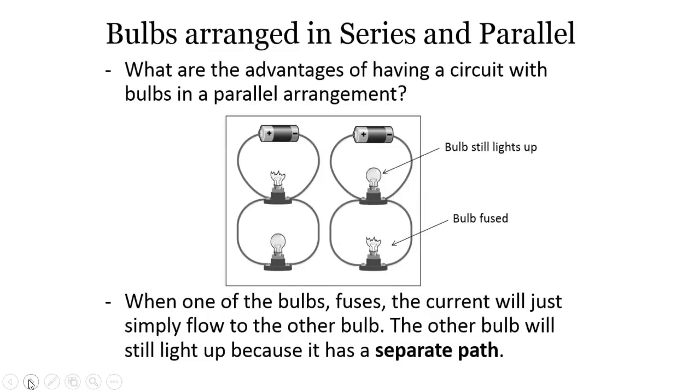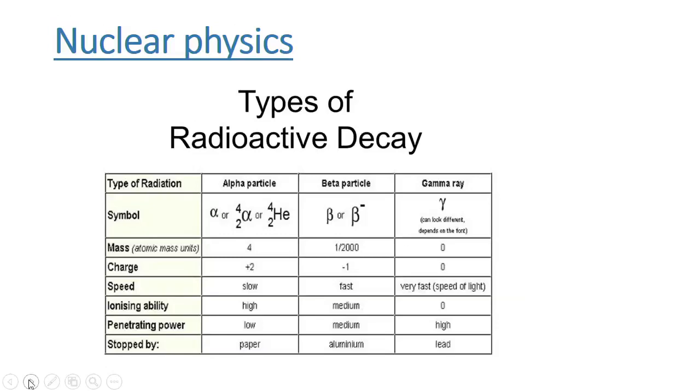Work out examples on electricity. This is not all. Now we go on to nuclear physics. We call it atomic physics. We have three types of radiation: radioactive decay. We have the alpha, the beta, and the gamma.